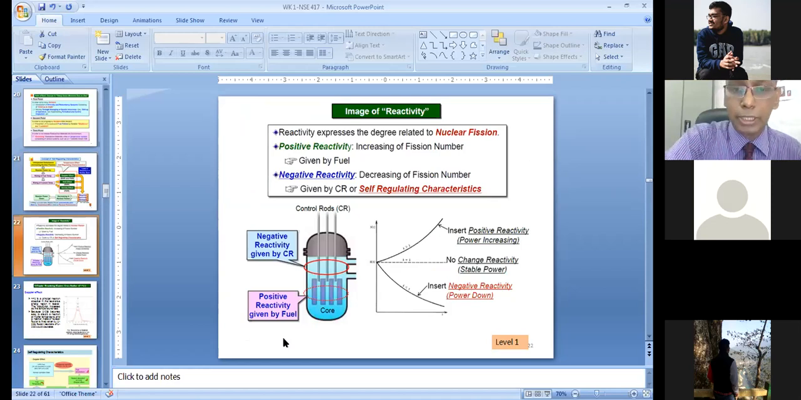Okay. If you see the image of the reactivity. Reactivity expresses the degree related to nuclear fission, I already mentioned. And there are two types of reactivity, also I told you, positive reactivity and negative reactivity. The purpose of the positive reactivity is to increase the fission, and the purpose of negative reactivity is to decrease the fission, either by using the control rod, or we call it self-regulating characteristic. So when the fission is very high, then the control rod will play the role. That means you insert the control rod inside, then you can control your reactivity.